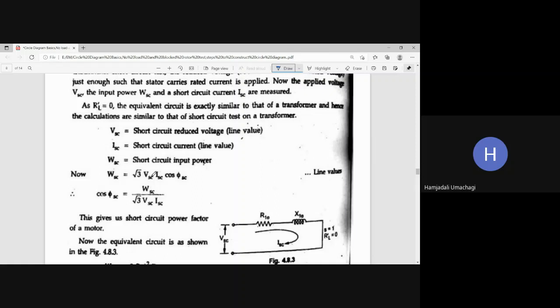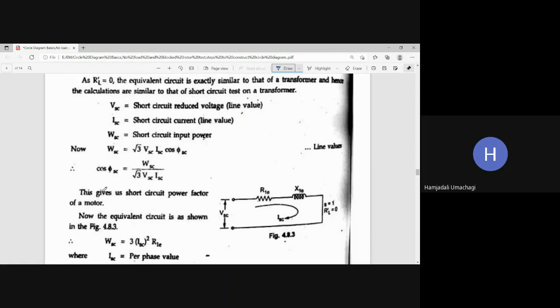Okay. So now from this I can write the short circuit power factor cos phi SC as the ratio of WSC upon root 3 VSC ISC. So this is the short circuit power factor. And thus this gives us the short circuit power factor of an induction motor.